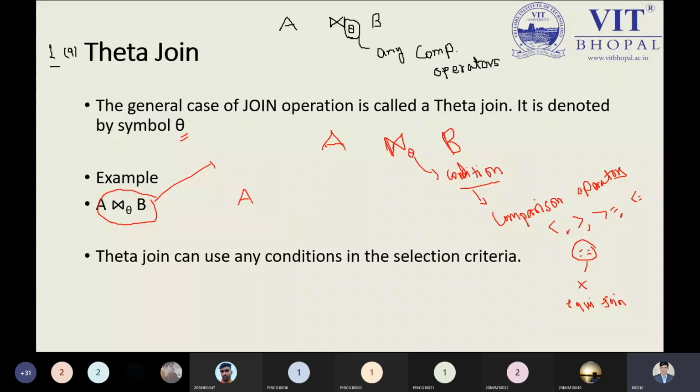So please note this down. Can anyone tell me what this is? I'm writing A cross B. What is this? Can anyone tell me? Cartesian product. Super. A cross B is the Cartesian product of A and B. Now, if I'm writing this one, what is this?